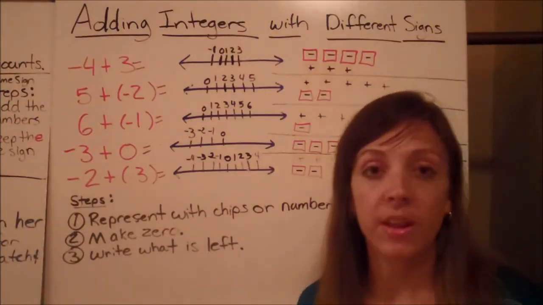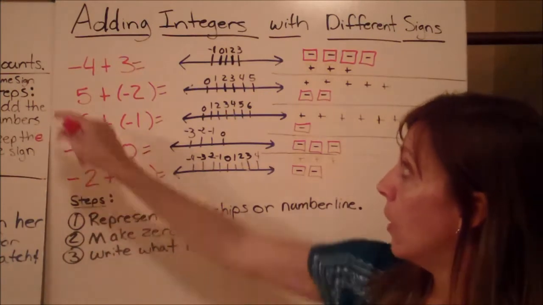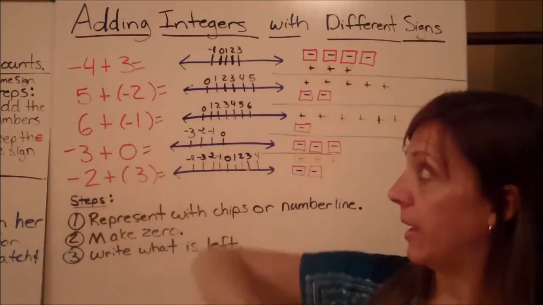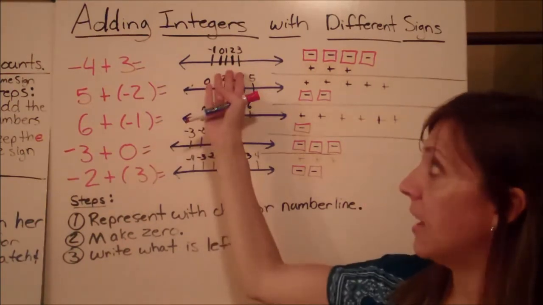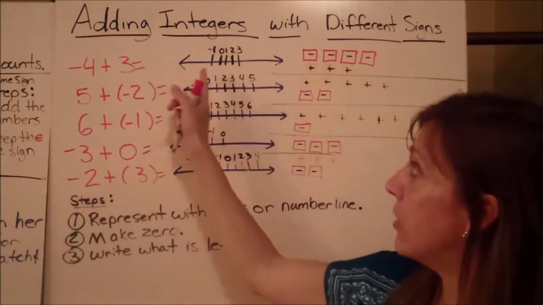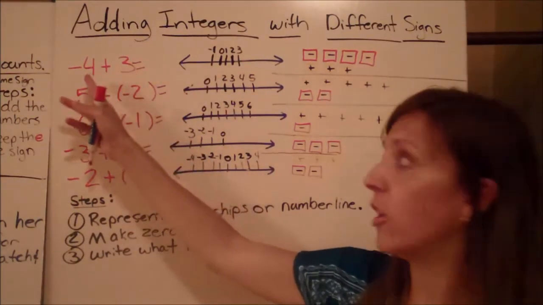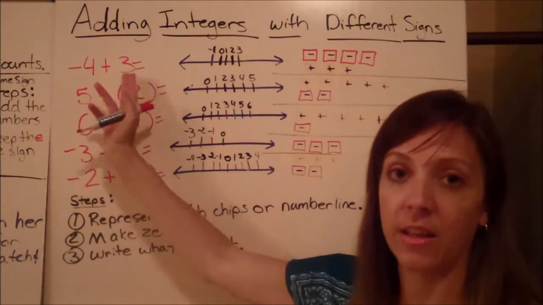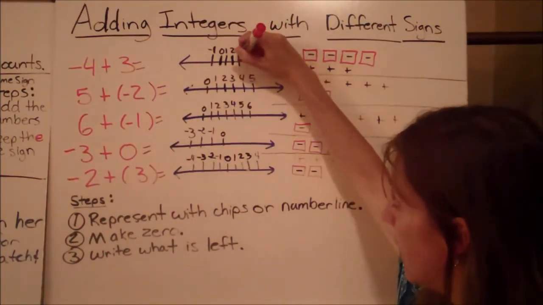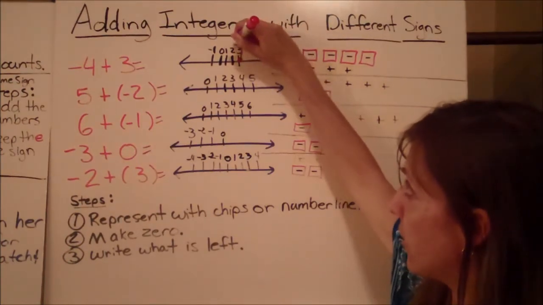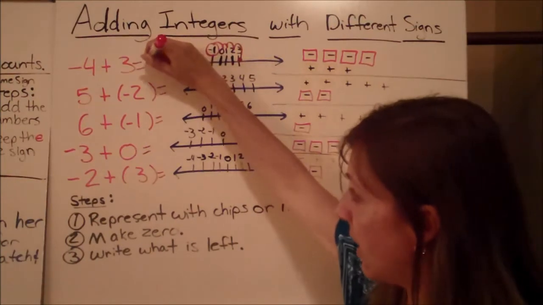Okay, next we're going to add integers with different signs. We'll start with -4 plus 3. The first thing I want to do is take a look at a number line. I'm going to start at 3 in this scenario just to show you that I could start with either the first number or the last number. It does not matter. But I'm going to start with the number 3 and I'm going to graph it. And I'm going to move in a negative direction 1, 2, 3, 4 places. And I end up with -1.